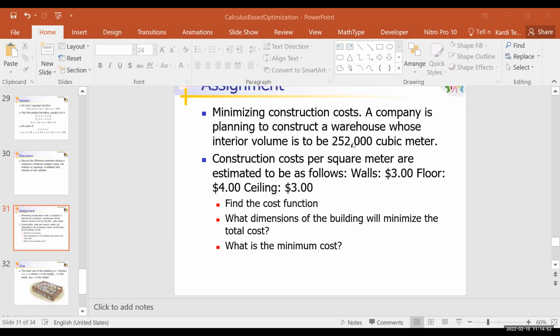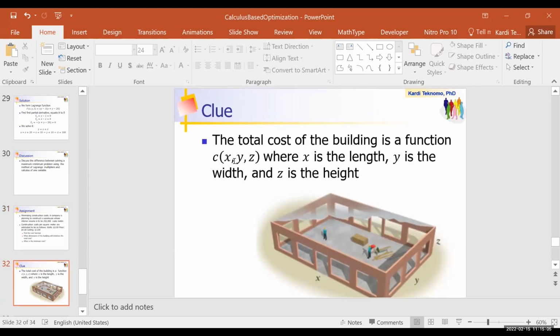Okay, so a little bit more complicated. Can you use Lagrange multiplier in here? So this is the clue: the total cost of the building is now three variables instead of two variables. Now you have three variables.